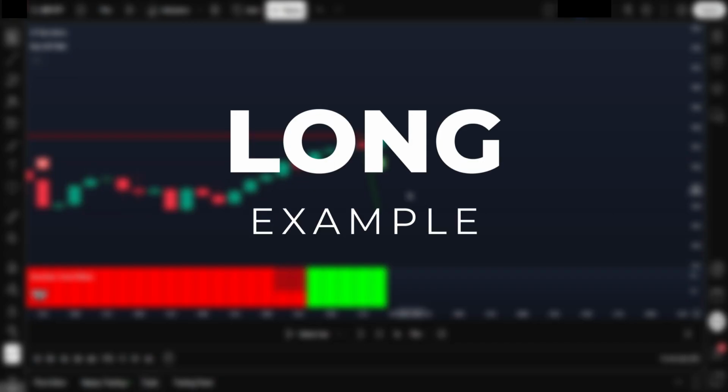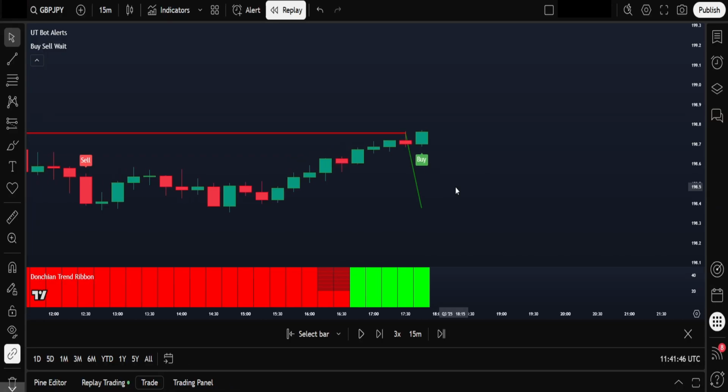Long example. Think trend shift with fresh momentum. The ribbon had been red, then turns green, and holds that color for a few candles. That tells us the short-term trend has shifted to bullish. The buy-sell wait trend CI also switches to green, showing internal pressure is with buyers. We now wait for UT-Bot to print the first buy after this alignment. We do not click mid-bar. We allow the candle to close. At the next candle open, we enter long.